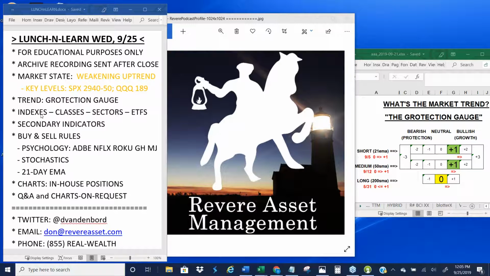Also take a look when I bring up my quote screen, and we'll go through charts of the major asset classes, take a look at some secondary indicators, and then buy and sell rules is the educational focus today.